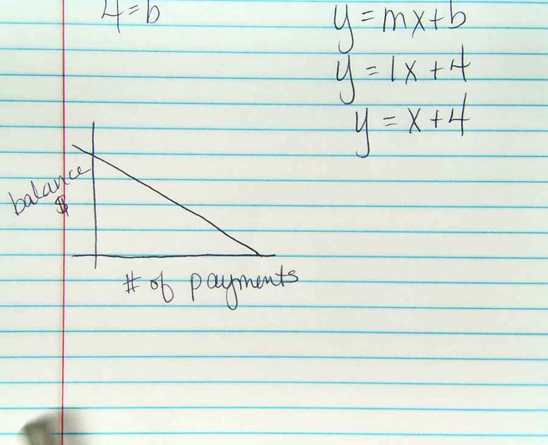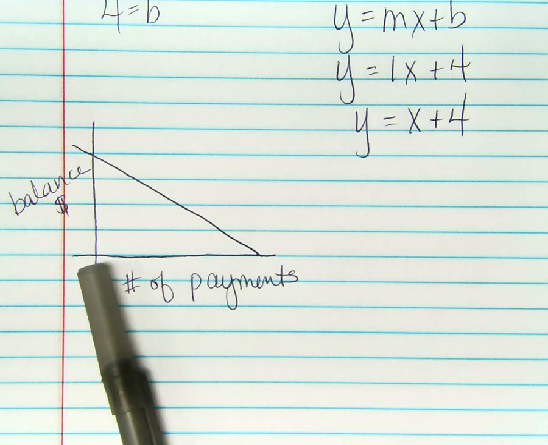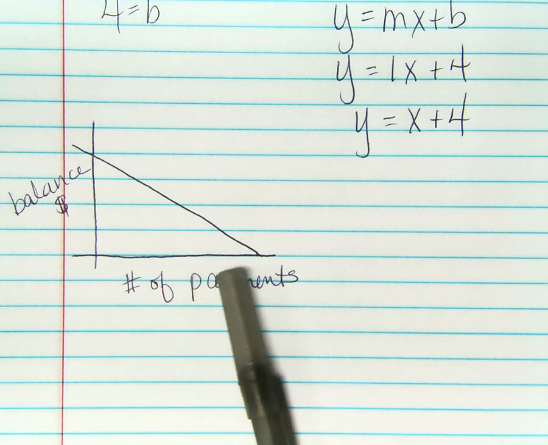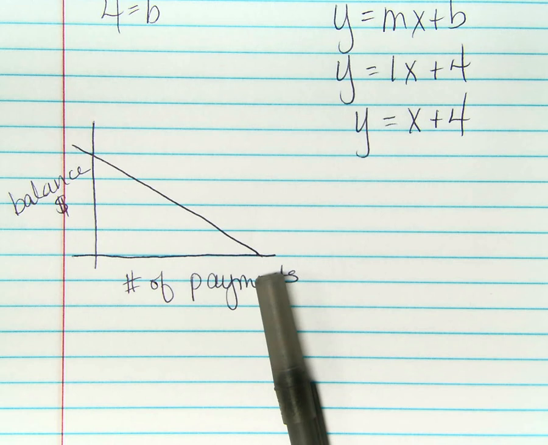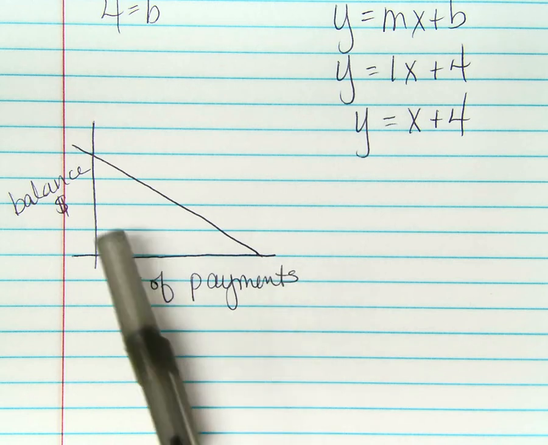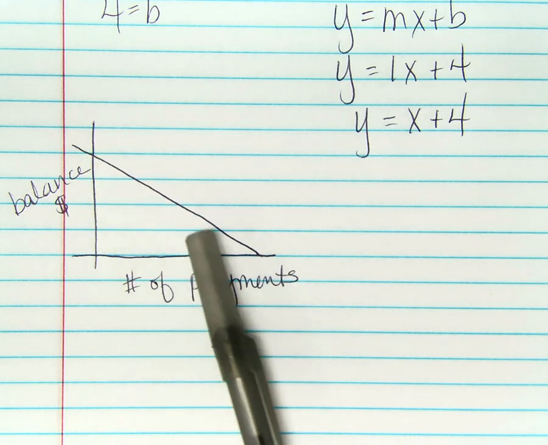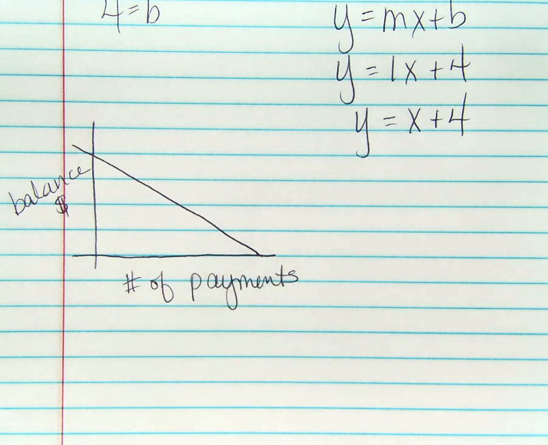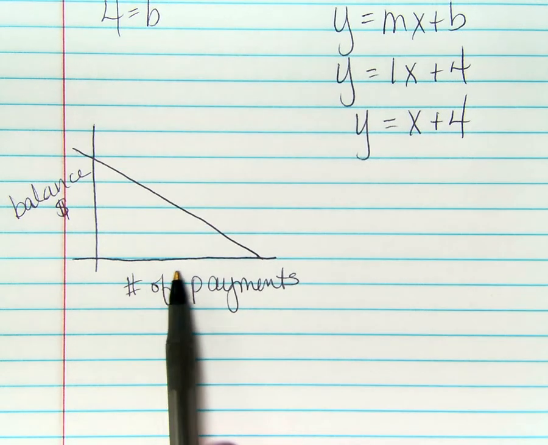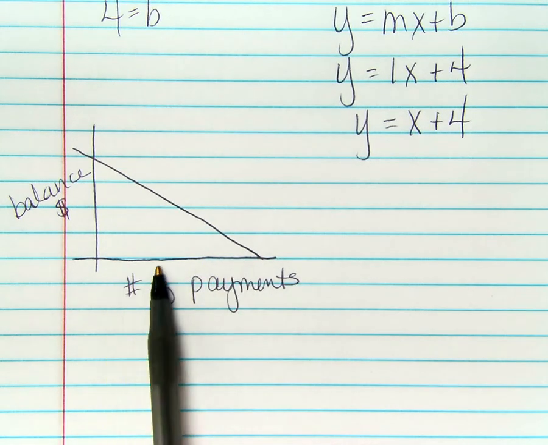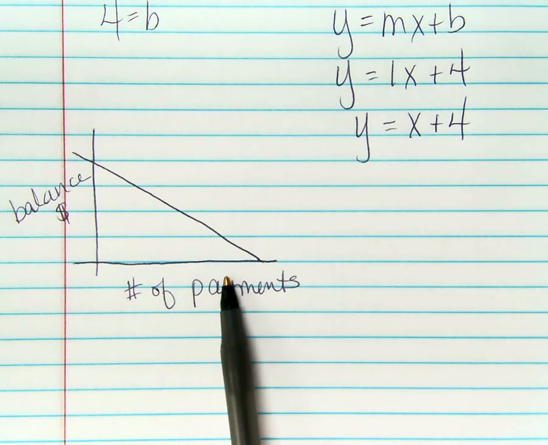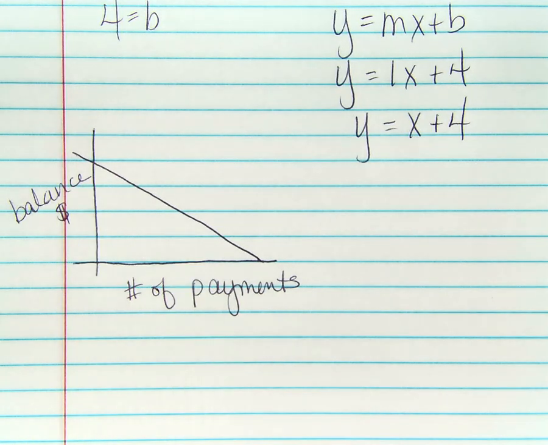Excuse me. I could say, as the number of payments increase, what's happening? Absolutely, the balance is decreasing, okay? As the next payment happens, as I pay another payment, my balance is decreasing. Well, there I did what I said I wasn't going to do. I've already said it 2 different ways, haven't I? Okay? So here's the deal.